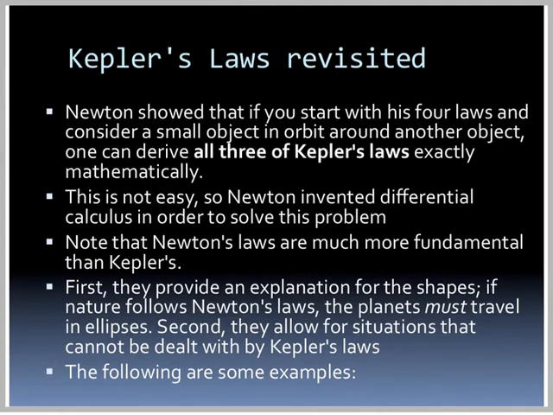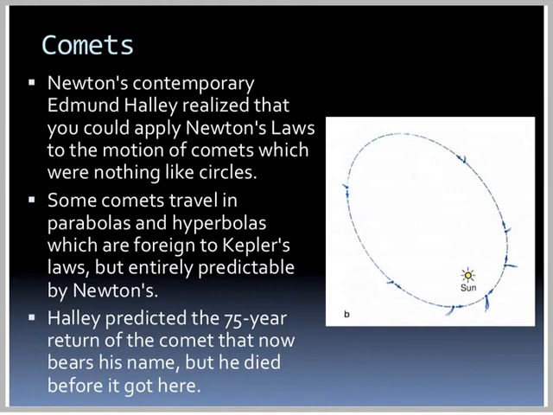So let's look at a couple of these examples. Comets. Newton's contemporary Edmund Halley recognized that you could apply Newton's laws to the motion of comets, which were nothing like circles. Some comets travel in parabolas or hyperbolas, which are really foreign to Kepler's laws, but they're entirely predictable by Newton's laws. In fact, Halley predicted the 75-year return of the comet that bears his name. He actually died before it got here, but when it came, it justified both his work and Newton's work.